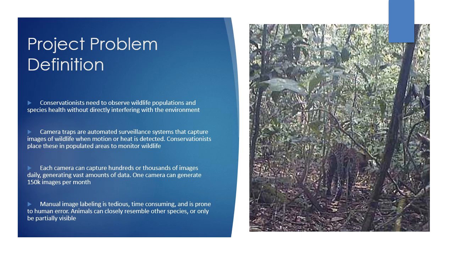Each camera can capture hundreds or thousands of images each day. One camera can even generate 150,000 images per month. This manual image labeling process, as you can tell, is very time consuming, very tedious, and prone to human error. So it would be much better if we had an automated computer system to handle this process.